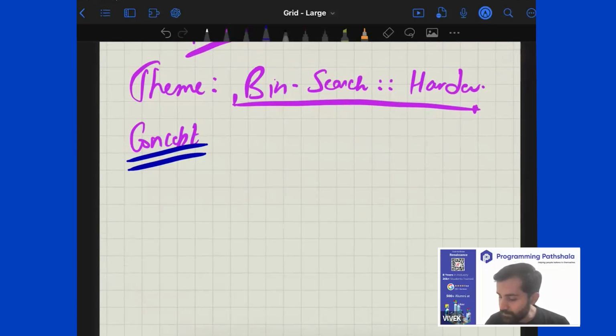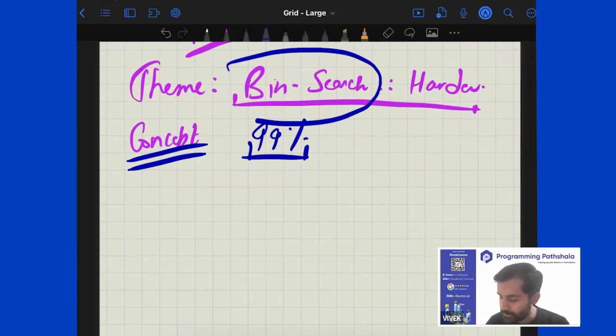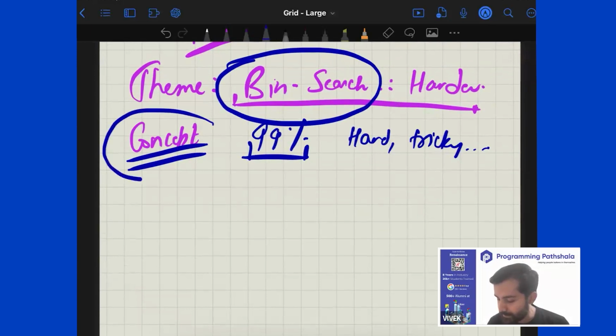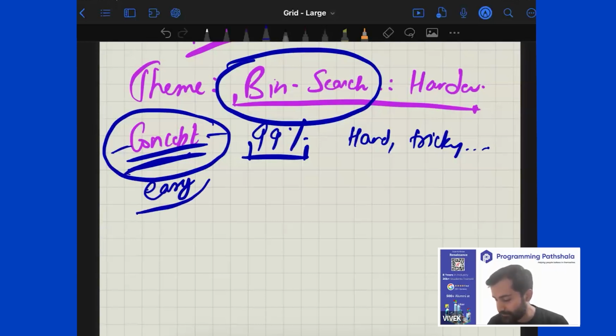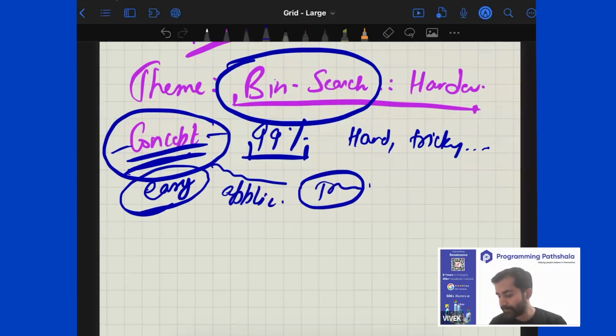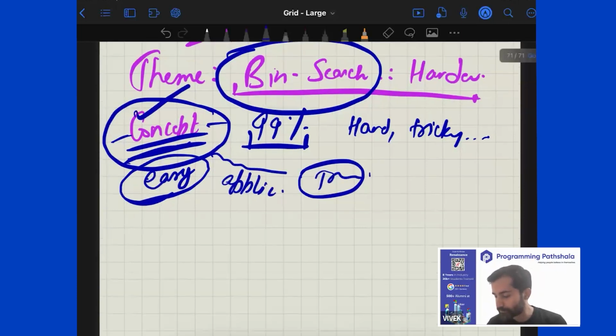I can tell you that 99% of questions asked in interviews on binary search, especially the hard or tricky, good ones, belong to this concept. So it is a remarkably important concept and we will first grasp it. It's very easy to grasp, it's not hard. The questions could be tricky, where it is applied, the application of it could be a little tricky. But let's first get the concept.